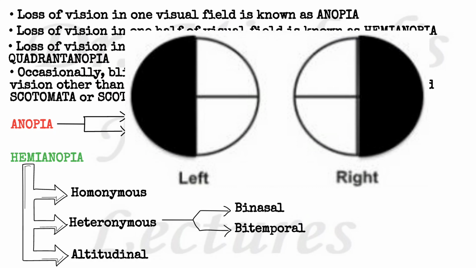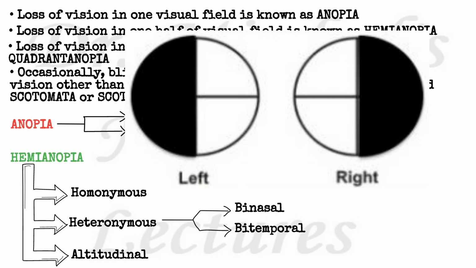In case of bitemporal heteronymous hemianopia, there will be loss of fields closest to the temples. Compression of nasal fibers, that is crossed fibers in the optic chiasma, by pituitary tumor causes bitemporal heteronymous hemianopia.